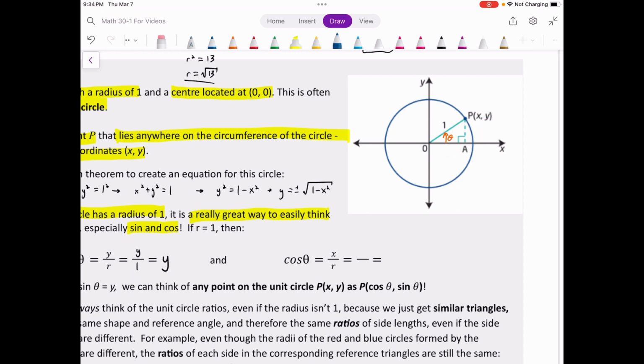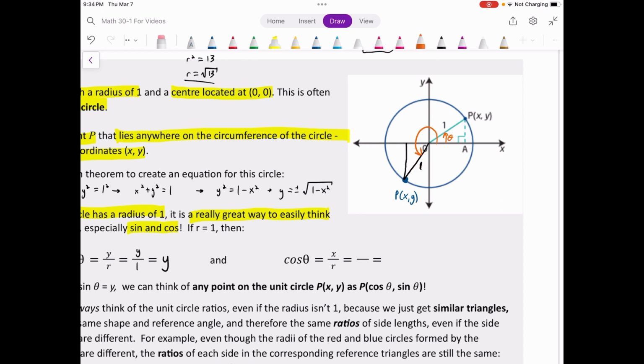Whatever that y coordinate is, it is the sine of this angle. And this holds for any point if that point is on the unit circle, because the radius, r, the hypotenuse of our triangle, is 1, right? So what is the sine of this angle?